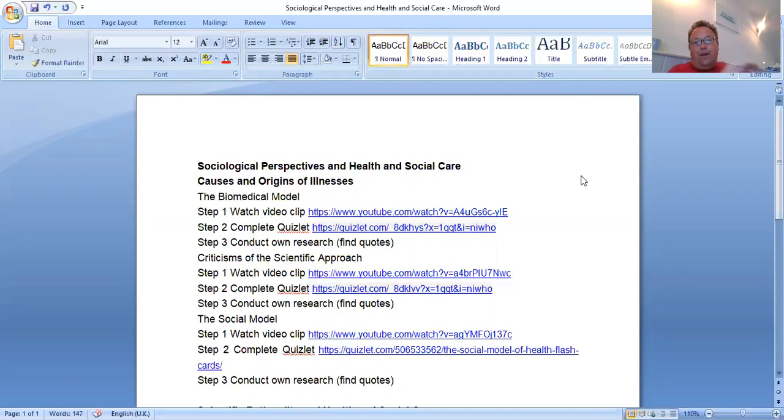So if I can repeat that. Heading at the top is sociological perspectives on health and social care, causes and origins of illness. The first one is looking at the biomedical model, go through the 3 steps, then write up something, remembering to use as much detail as you can. The second heading will be the criticisms of this scientific approach.